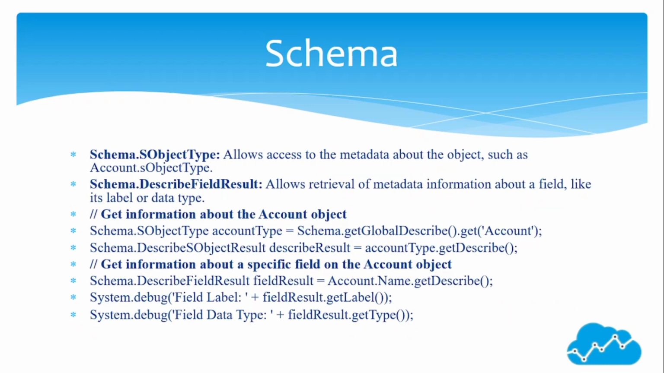Schema.SObjectType allows access to the metadata about the object such as Account.SObjectType. Schema.DescribeFieldResult allows retrieval of metadata information about a field like its label or data type.